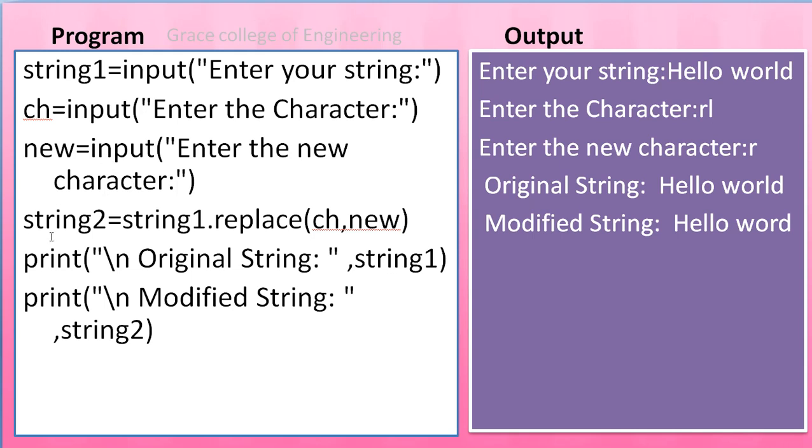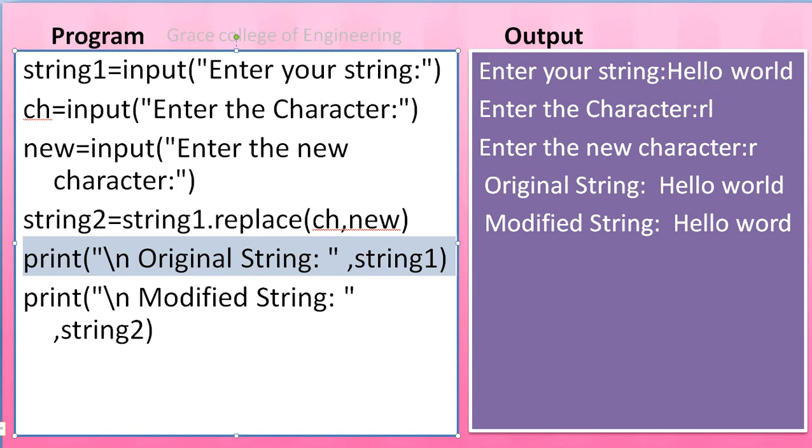Next, this is the main method: string2 equals string1.replace(ch, new). You all know the replace syntax. The first one is old, and the second one will be new. The count is optional. Next line, print the original string. The original string will be printed. Side by side, see the output.